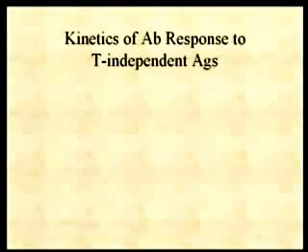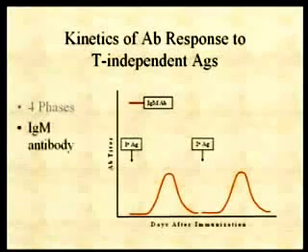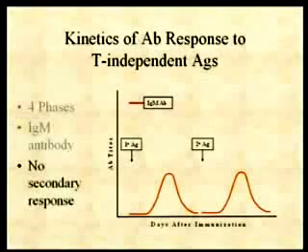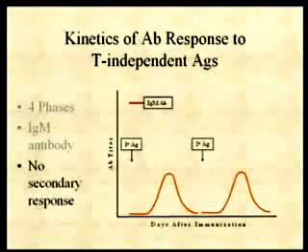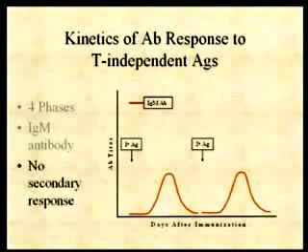What about the T-independent antigens? Well, you see all four phases after exposure to a T-independent antigen. There's two differences. One is that only IgM antibodies are made. You don't switch to a different class of antibodies. There's only IgM antibodies made. And the second feature is there's no secondary or anamnestic response. Secondary exposure to a T-independent antigen just gives you another primary response. So the difference with T-independent antigen is no memory, only IgM antibodies. Okay?